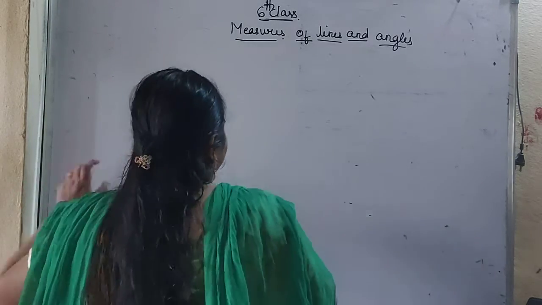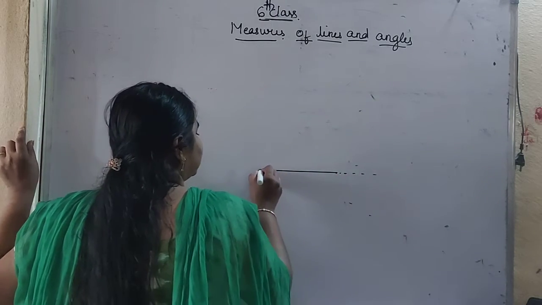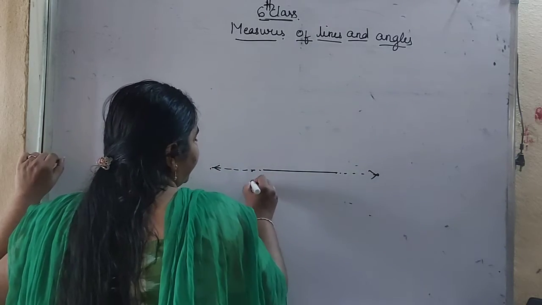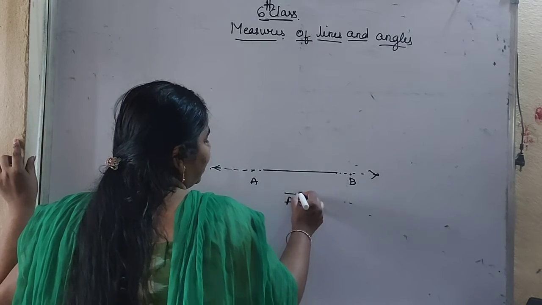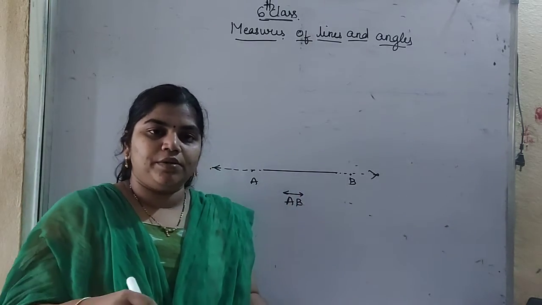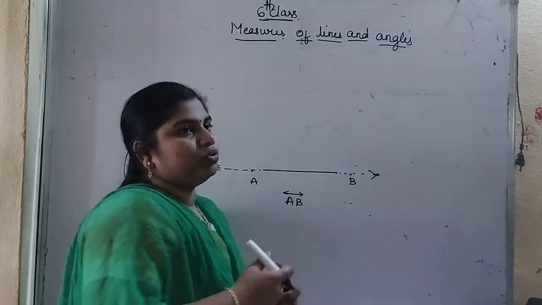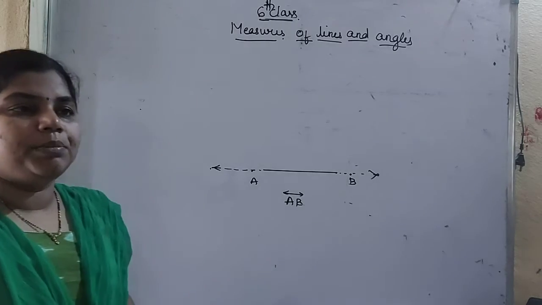So if you take a line segment which is extending on both the sides, that is called a line. If you take here A and B, this is called AB line. A line does not have any definite length. We can't measure that line because it keeps extending from both the sides. Okay, so already you know about line, and also you know about the angles.